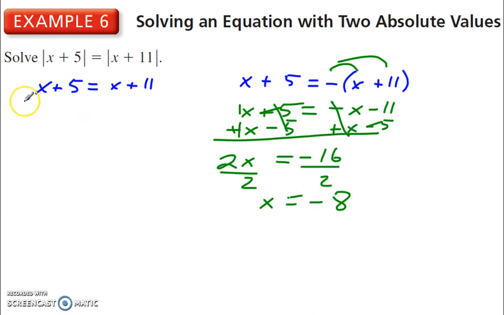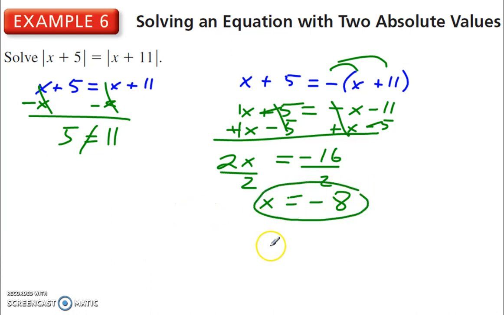All right, over here, I want to eliminate a variable term. And then that cancels out, this cancels out. 5 is equal to 11. It is not equal to 11. That's not a solution, obviously. So the only solution is x is equal to negative 8.